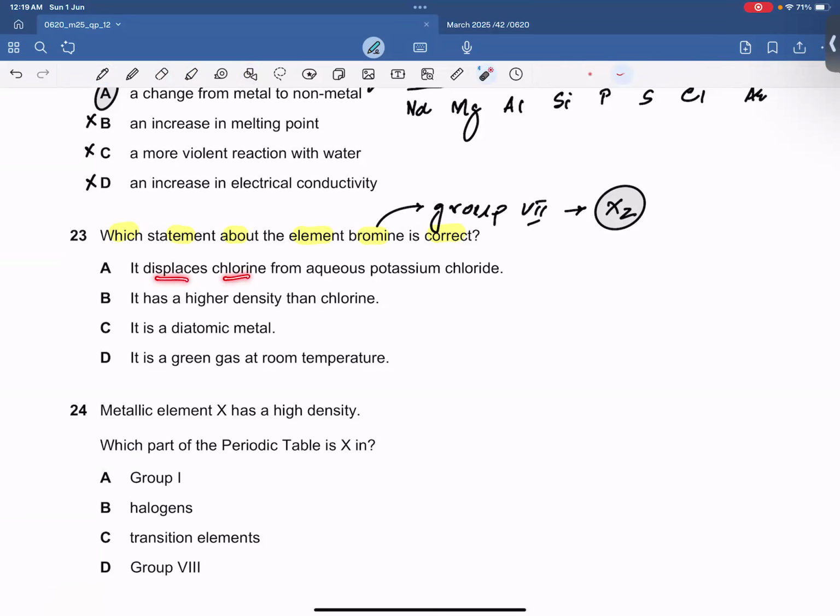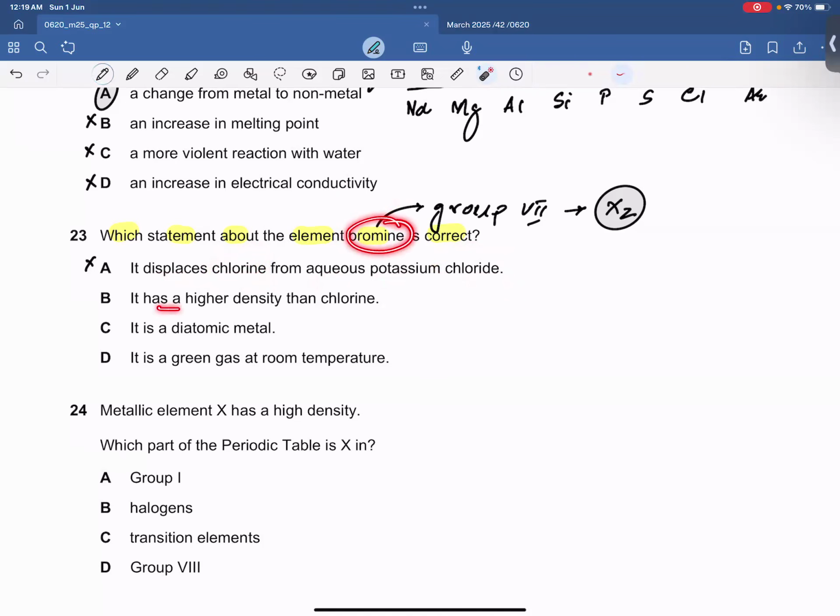It displaces chlorine from aqueous potassium chloride. By the way, both chlorine and chloride have the same reactivity, so the reaction cannot take place. Oh no, my bad. Look, this is bromine, and it is less reactive than chlorine. Obviously, bromine cannot displace chloride into chlorine from its salt. Obviously, option A is incorrect.